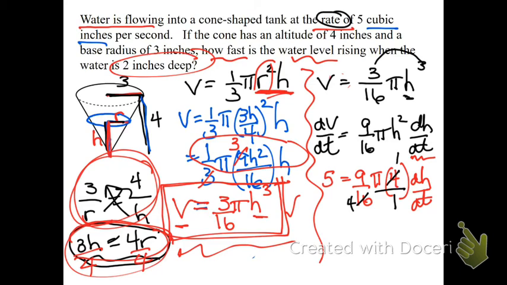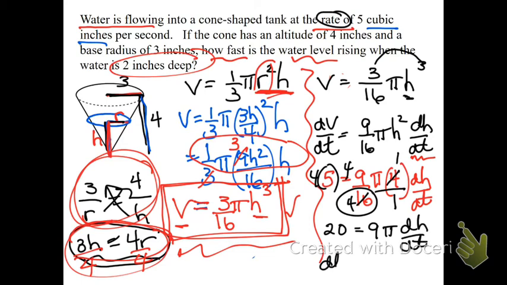Get dH/dt by itself. I'm going to take the denominator, which is 4, and multiply by 4 on both sides first. So now I have a 20. And then divide by 9 pi. dH/dt will equal 20 over 9 pi. And that's how fast the height is changing. It's one linear dimension, so it's inches per second.